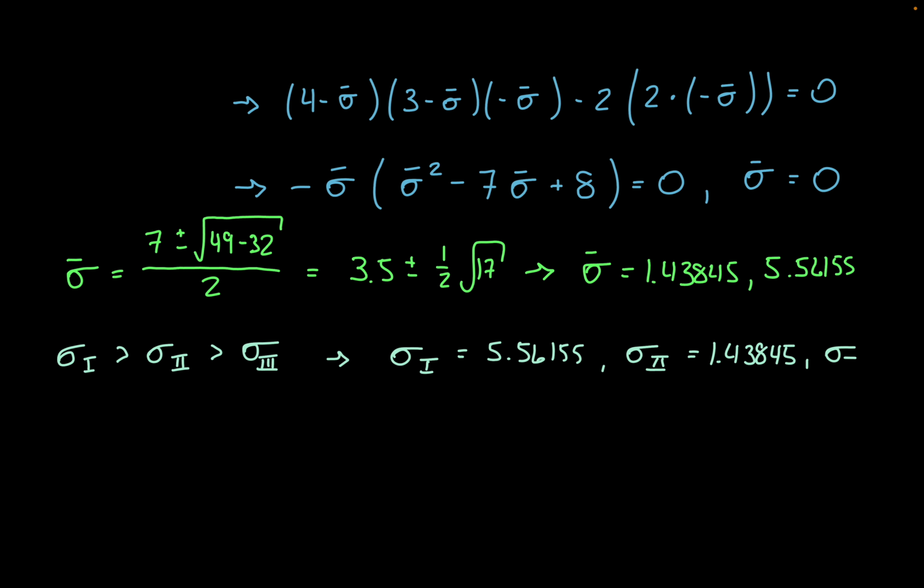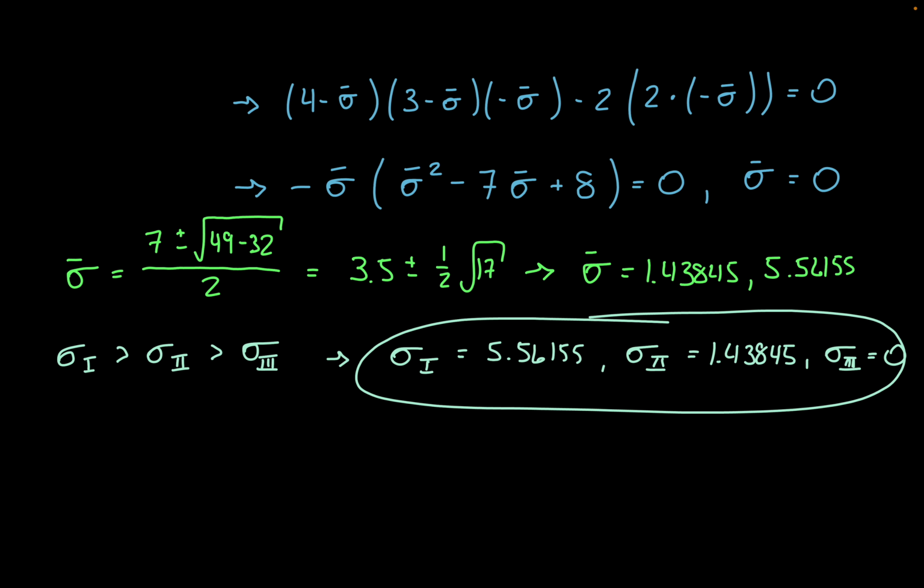And sigma 3, I'm going to try to squeeze it, and here is equal to 0. Perfect. And now we can circle that. Okay, so now for finding directions, I'm going to walk us through how to find all three of our directions.